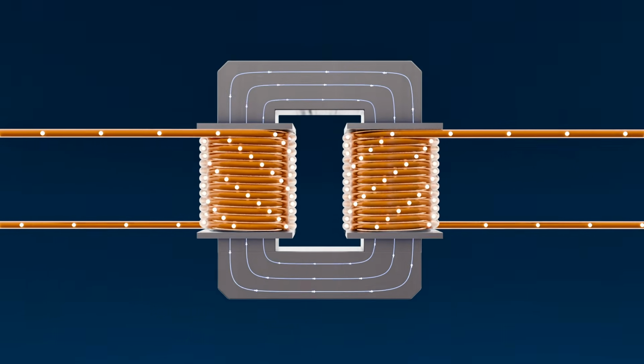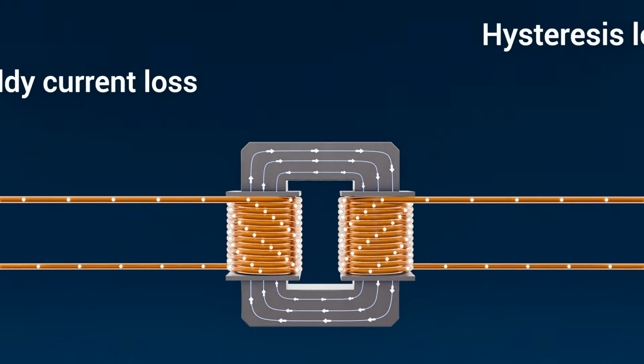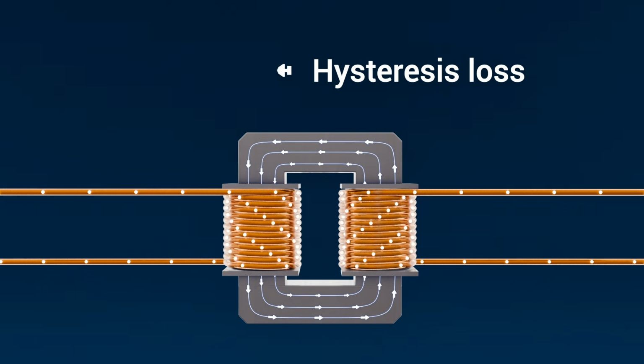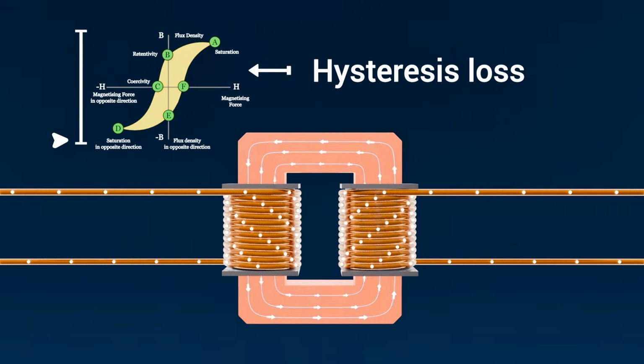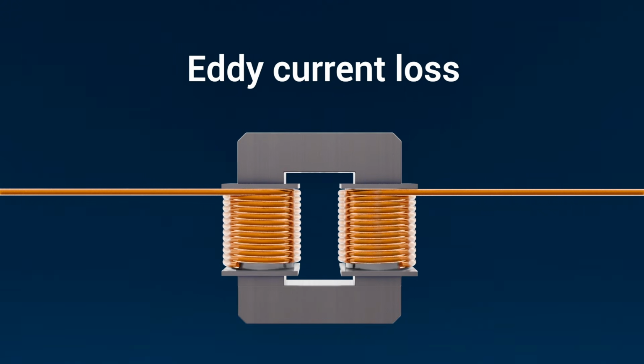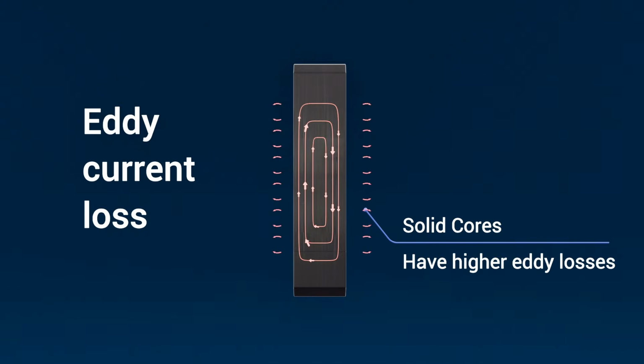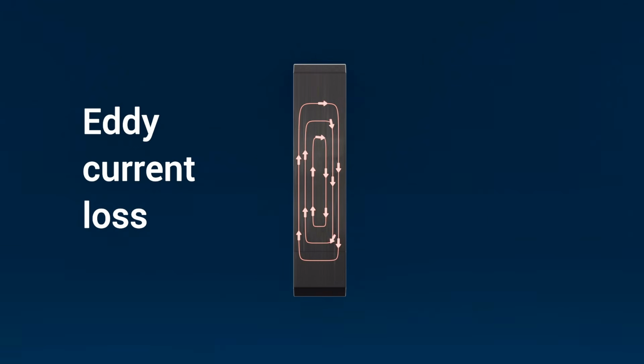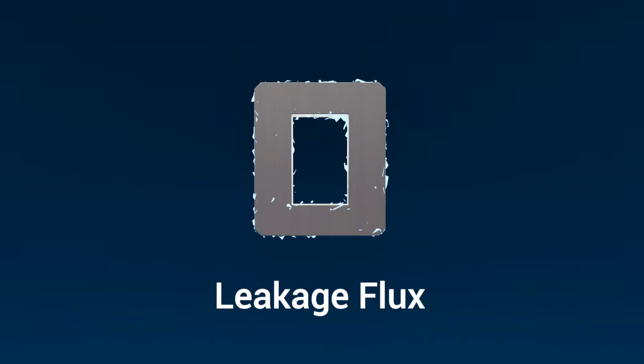Inside the core, we see iron losses. These come in two main forms. Hysteresis loss, energy consumed every time the magnetic domains inside the steel core realign with the alternating flux. Eddy current loss, tiny circulating currents induced in the core material itself, which waste energy as heat. Not all magnetic flux makes it from primary to secondary. Some escapes the core entirely, creating leakage flux, which slightly reduces the efficiency of energy transfer.